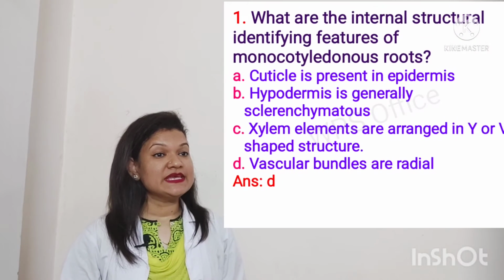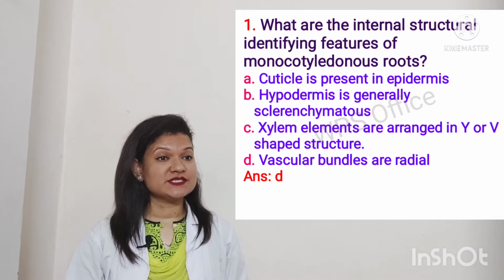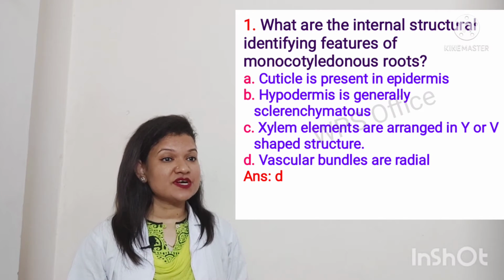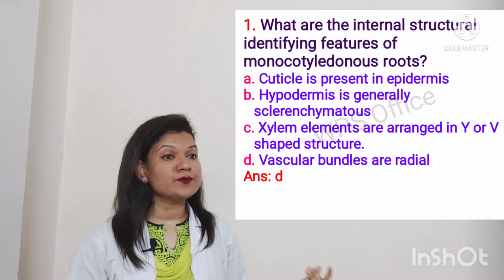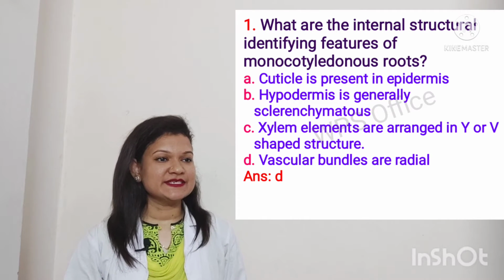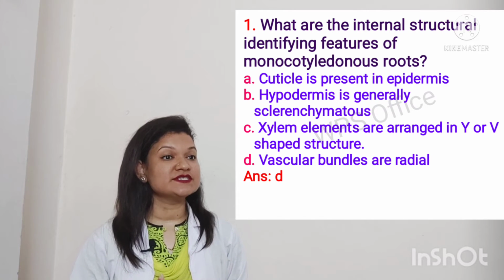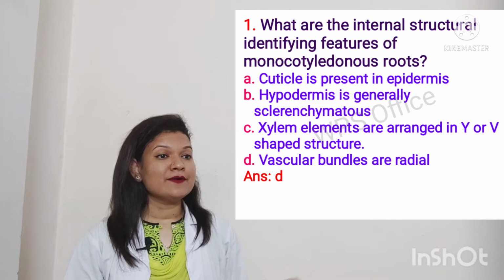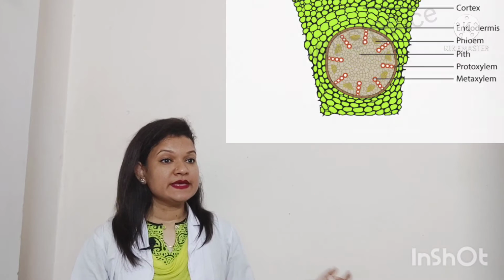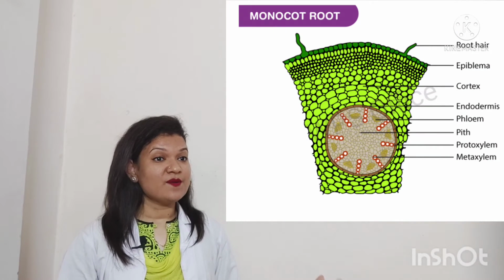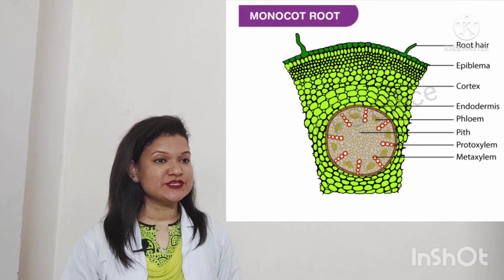So this is our stem. What is the question in our stem? What are the internal structural identifying features of monocotyledonous roots? Yes, I know that you know about the identifying features of monocotyledonous roots, but now I will describe some characteristics of monocotyledonous roots. Here you can see this is our monocotyledonous root. So what are the characteristics of monocotyledonous roots?